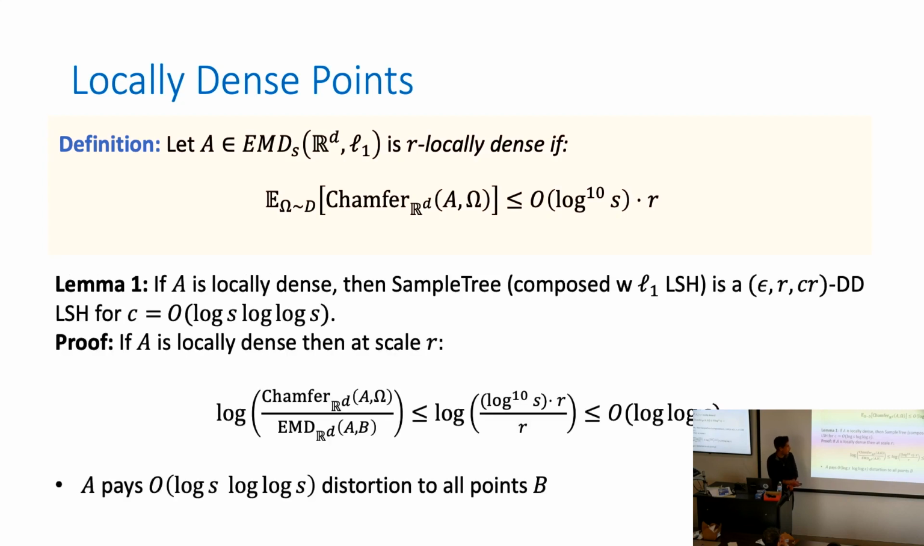If this is the case, then we already, on the last slide, informally proved this Lemma 1, which says that if A is locally dense, then you can use the sample tree embedding, then compose that with the L1 thing afterwards to get a good hash family. You can get an epsilon R, C times R data dependent LSH, where C is log S. And this log S came from this chamfer ratio. The chamfer was log 10s R. And so, okay, we get a good approximation in this case.